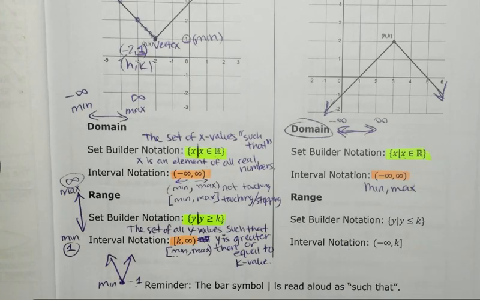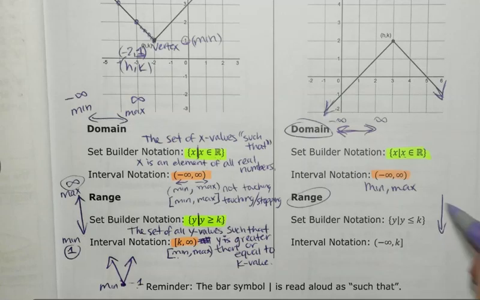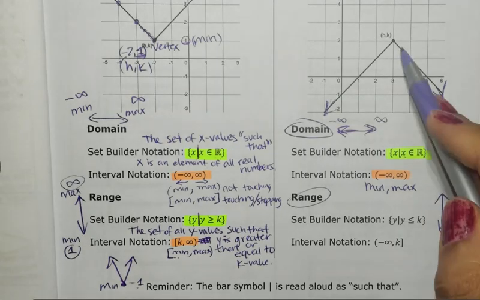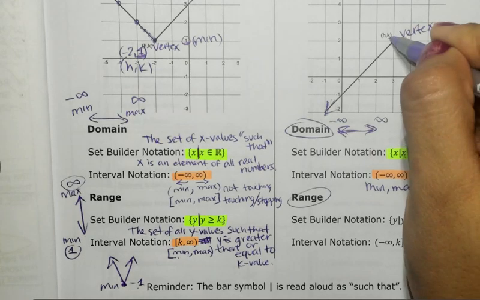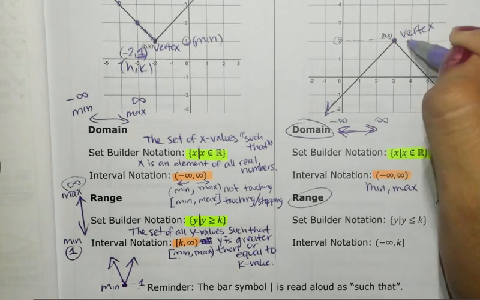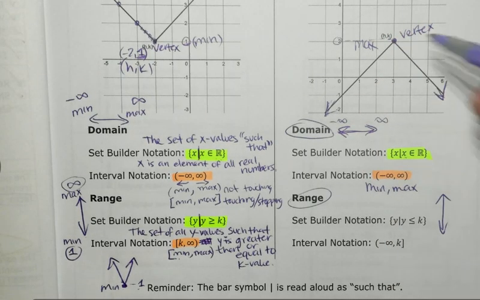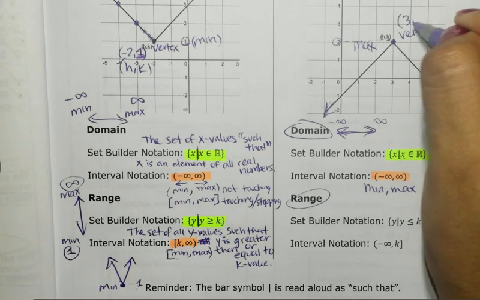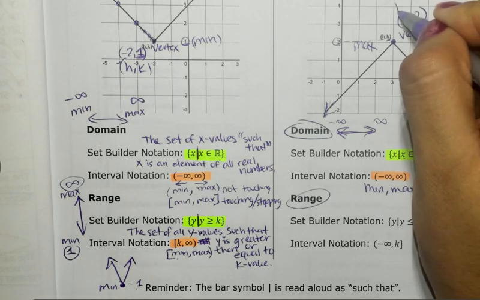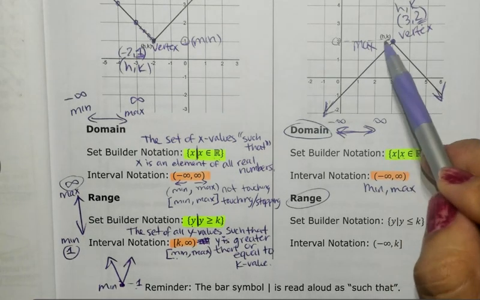All right, for the range, because this one, for range, we're looking at it up and down, it is going to have a stopping point at the top. The vertex will still tell you what that highest value is. Now, it's a maximum because it's the highest in the graph, and that too is the k value of your vertex. So like right now, this is (3, 2), and then that k value is the value we're going to use to represent the maximum, the highest that it goes.